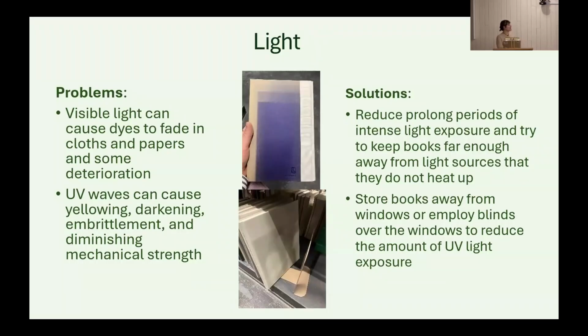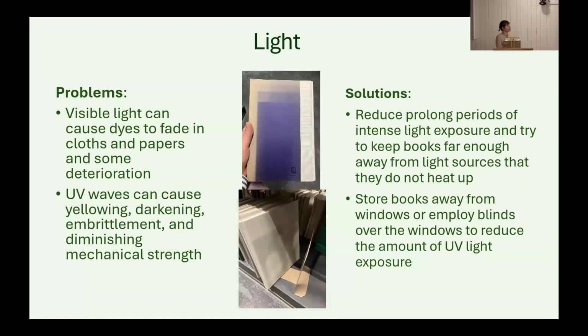Visible light can cause the dyes to fade in cloths and paper. Both of these images here, you're seeing fading happen, but there wasn't a physical barrier between the light source and the book on display. So it can be really dramatic. Whereas UV wavelengths can cause a lot of chemical reactions to happen, and it'll result in yellowing, darkening, embrittlement of almost all materials of a book, as well as reduced mechanical strength because of that embrittlement.